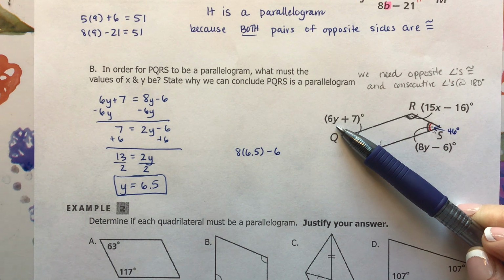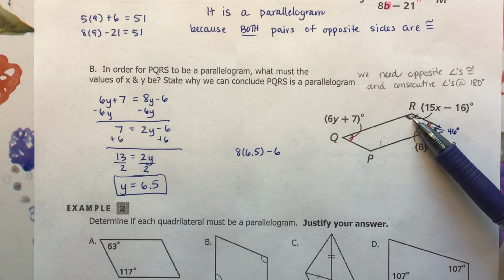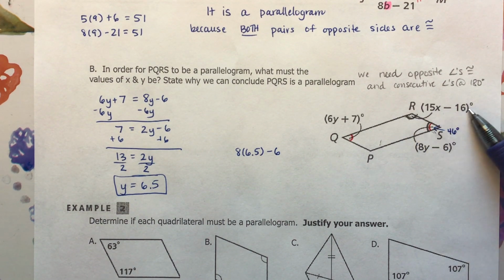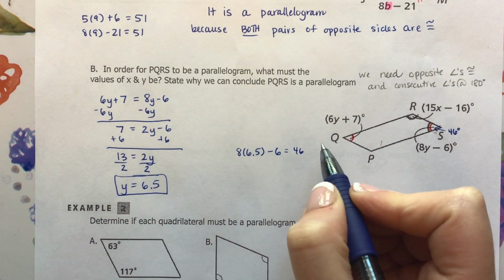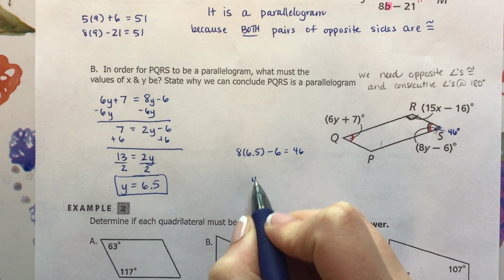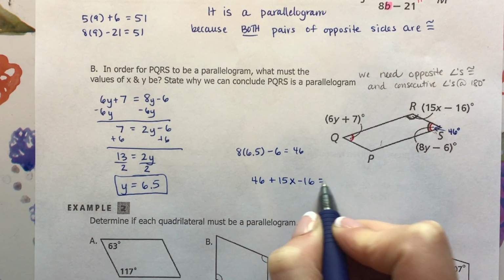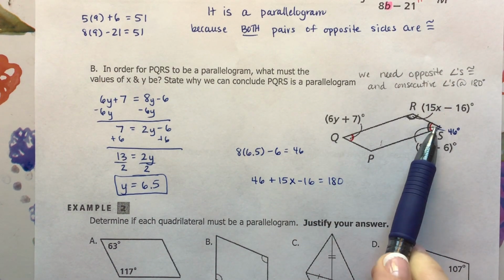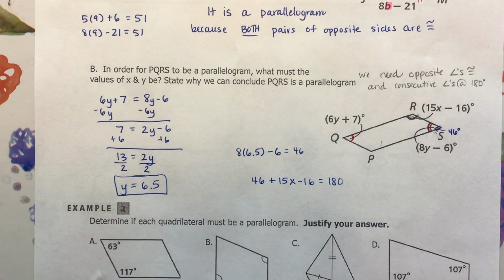plus 7, 46. Awesome. So now I know 46 degrees plus 15x minus 16, because that's what this angle is, should add up to 180 degrees. So that one was 46. So now let's make our new equations. So I'm going to say 46 plus 15x minus 16 is equal to 180, because this angle plus this angle equals 180 because they're consecutive, and I need them to add up to 180 if it's going to be a parallelogram.